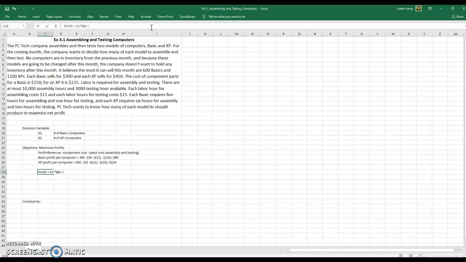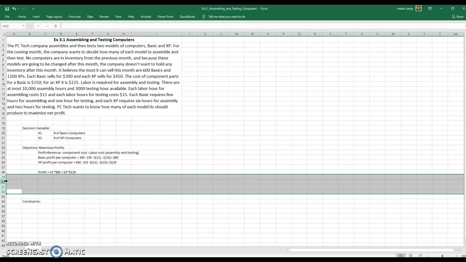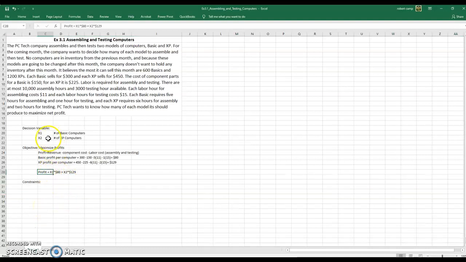And then we're going to add to that X2, which is the number of XP computers that we have, and then we'll multiply that by $129. So that's our basic profit function for our setup in terms of our decision variables, because the objective is always going to be, somehow we're going to trace back to those decision variables, the objective.